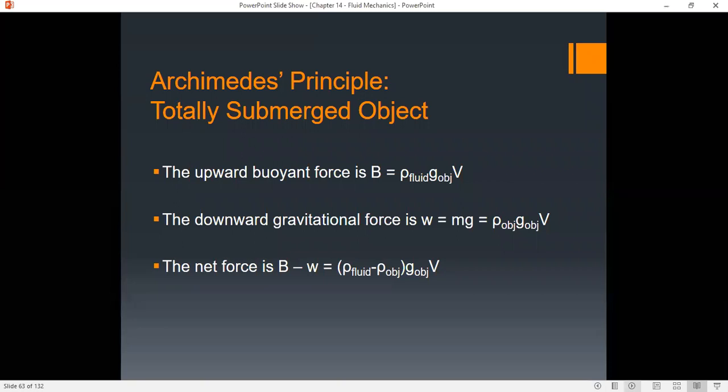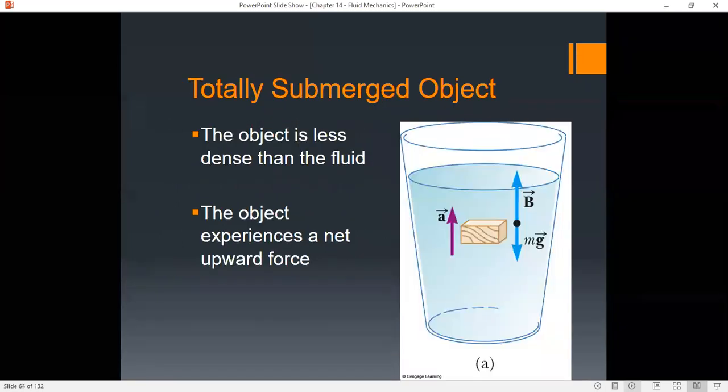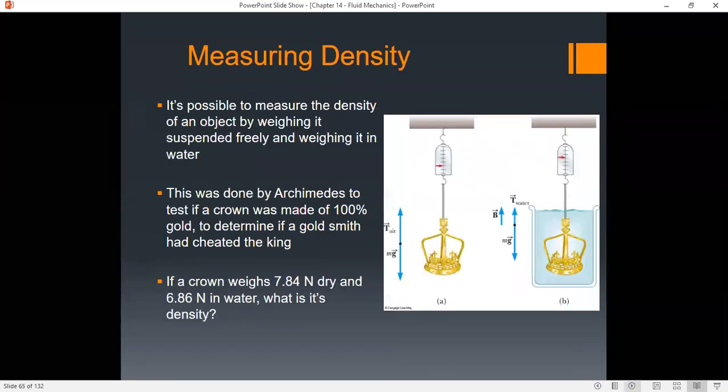If we're talking about a partially submerged object, then typically the ratio of densities between the object and the fluid will determine how much it floats above the water.